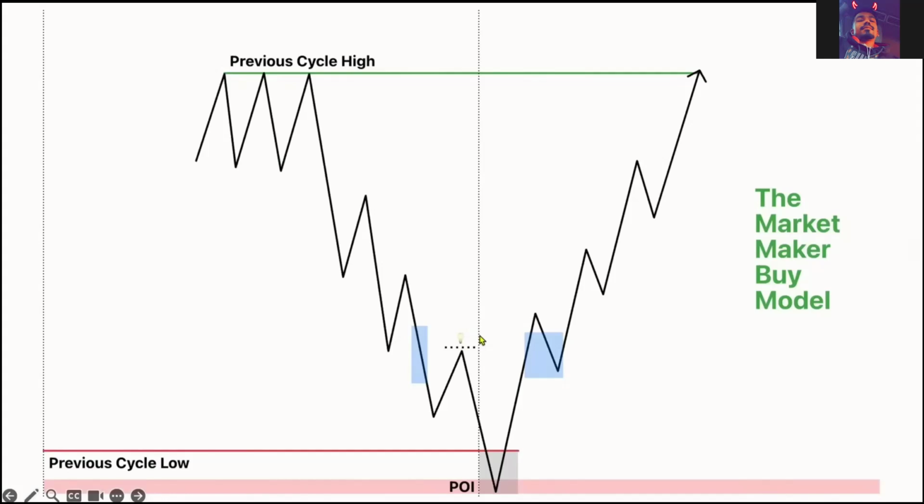Okay, as you can see, most traders look at the charts, but they miss the hidden footprints of smart money. Today, I'm going to show you the magic of the market maker model. Okay, so as you can see, this is the previous cycle high, which is the original consolidation. Left hand side of the curve, market dropped towards previous cycle low into our point of interest and then flipped to the market maker buy model.